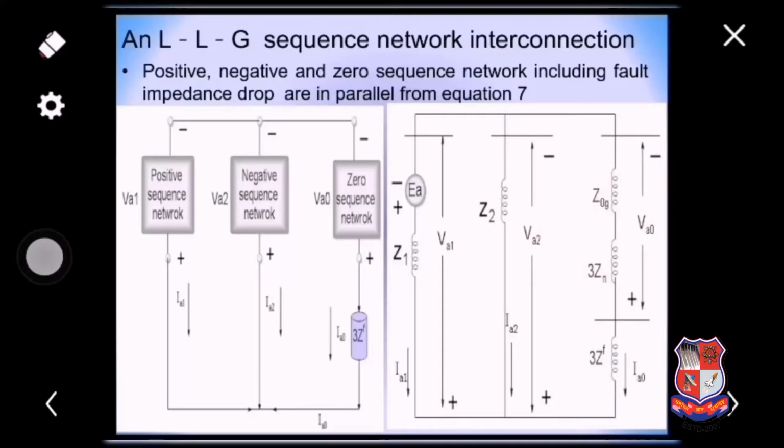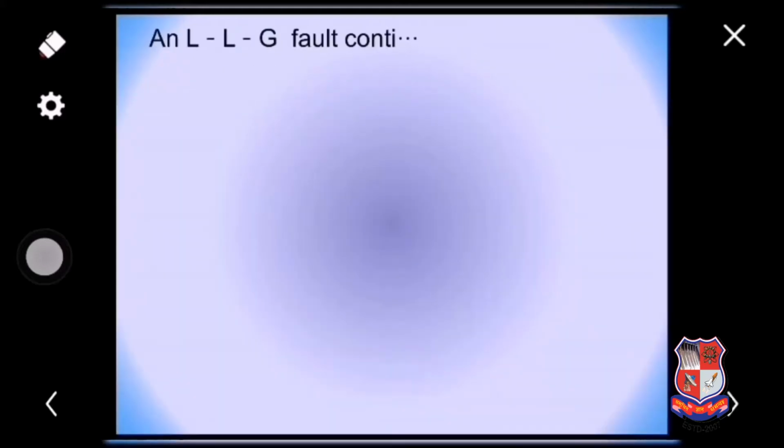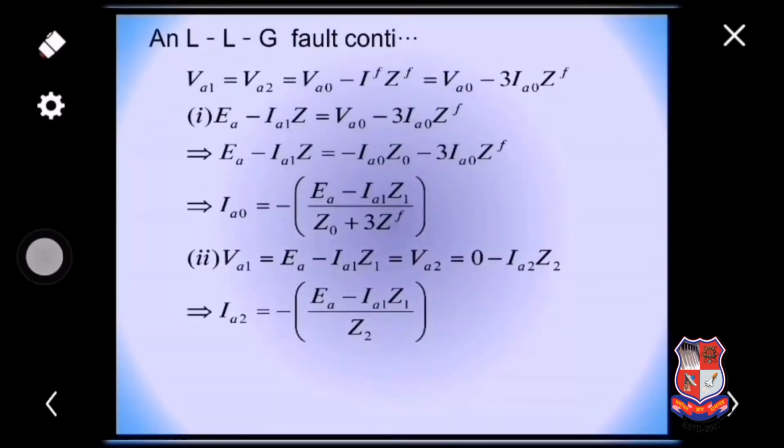The same thing can be obtained in a mathematical way. So let us take a look at that mathematical way in the next slides. Next two slides are there only. In that we shall again use the boundary conditions and the equations we derived. Say equation number 7, we already derived VA1 equal to VA2 equal to VA0 minus IF into ZF, or minus 3IA0 into ZF. Now put VA1 equal to EA minus IA1 into Z1 over here and take IA0 on one side.